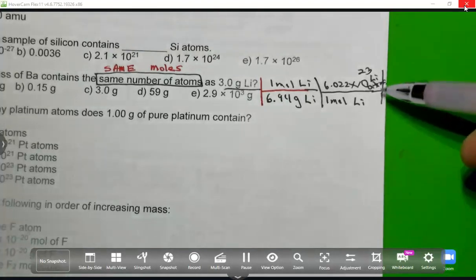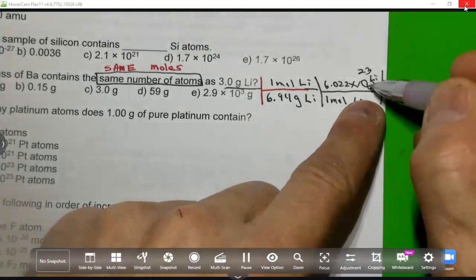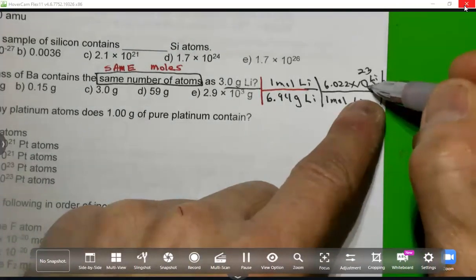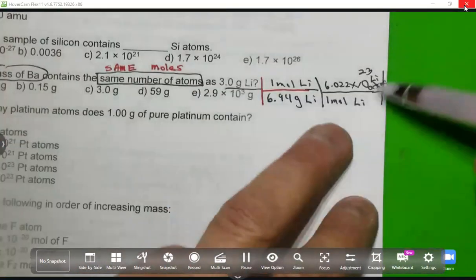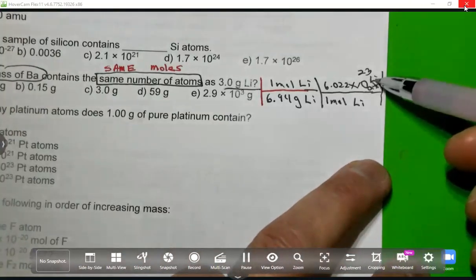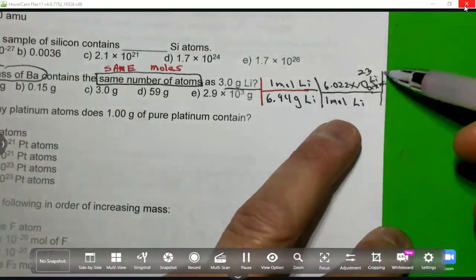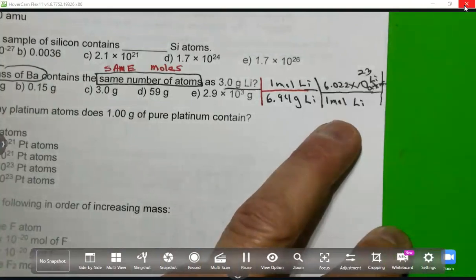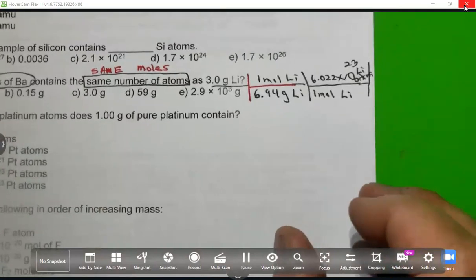Because now, you solve this and just change this from lithium to barium and then go back to grams, correct? Because we want to know what mass has the same number of atoms. Well, now you just change this to barium. And then your 6.022 is going to go down on the bottom, 1 mole on top. So we'd be duplicating this. But the moles would be the moles, atoms would be exactly the same.